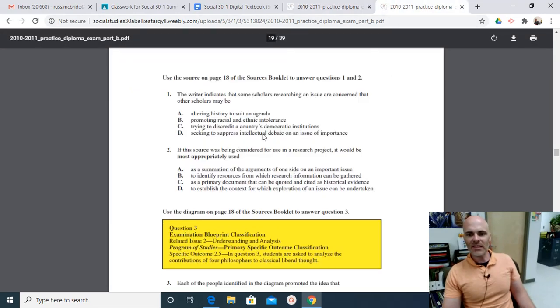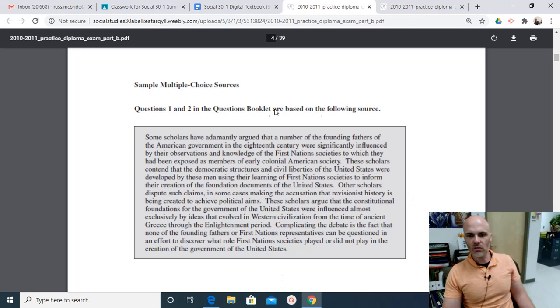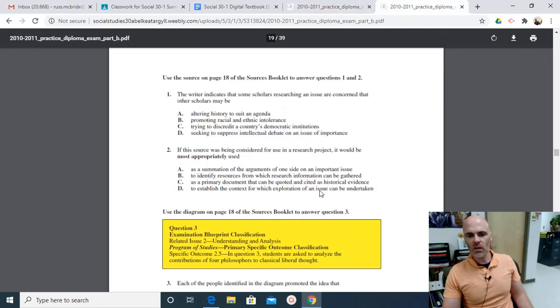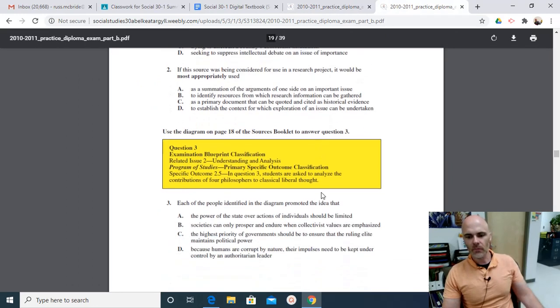So it really is getting the topic started, right? To establish the context for which the exploration of an issue could be undertaken. So this is the context of the issue, what influences were there on the foundation of the United States, and it really is just establishing the context. We're going to go with D on that one.